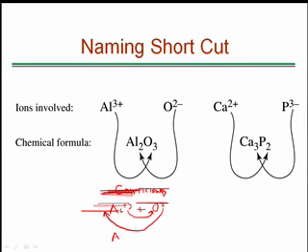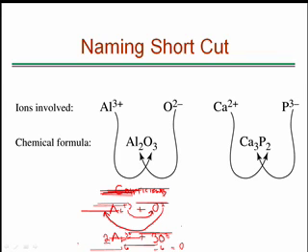So we have aluminum, we need 2 of them for 3+ charge, and we need 3 oxygens. Okay? Now, notice how the charges balance out to 0. So we have 2 aluminums with 3+ for a total of +6 charge, and we have 3 oxygens at a 2- charge, which give us -6. So +6 -6 equals 0.